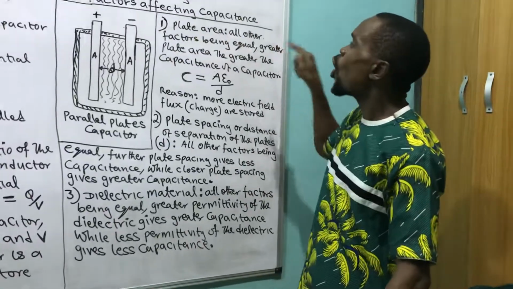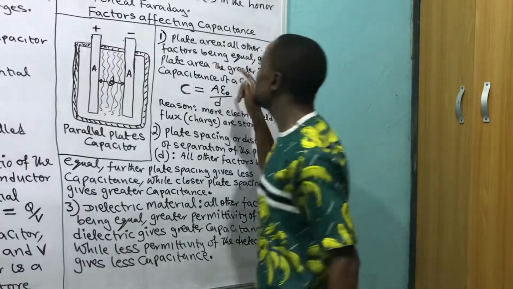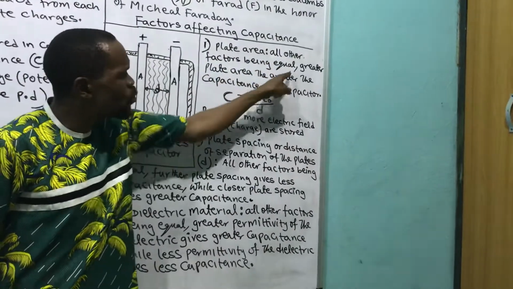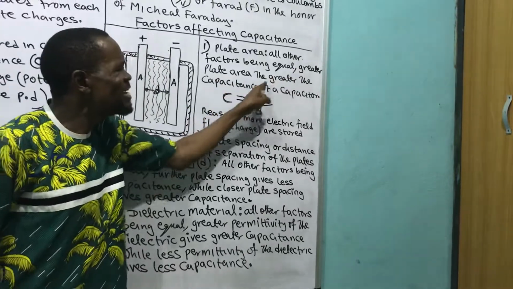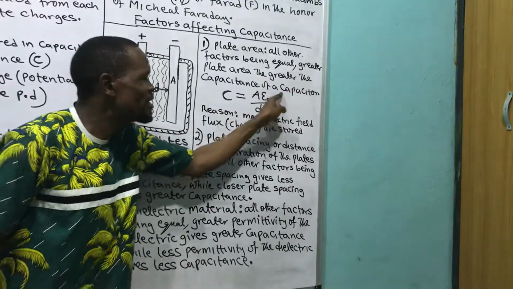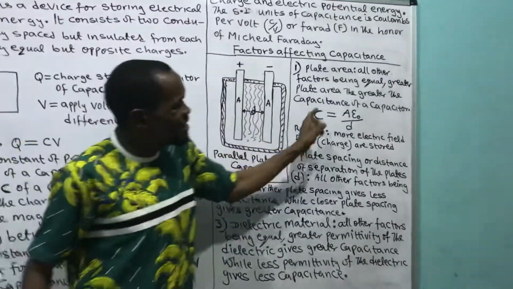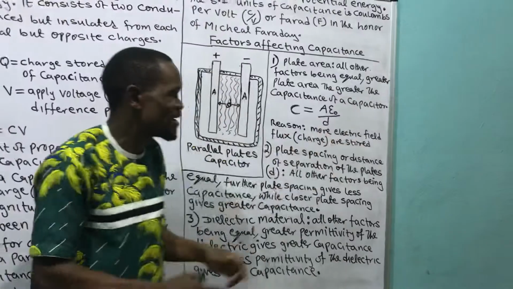plate area, all other factors being equal. I said plate area. If other factors are equal, the greater the plate area, the greater the capacitance of a capacitor. The greater the plate area, the greater the capacitance of a capacitor. Look at it.